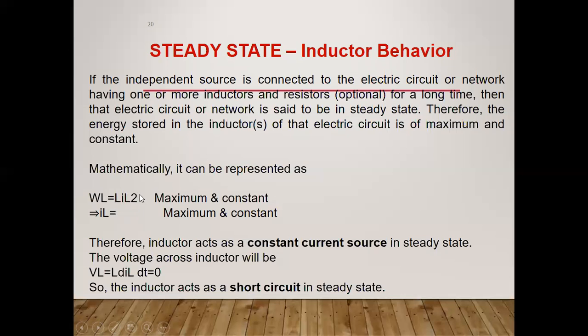Here will be the inductor value, and here will be the amount of current flowing through the inductor, squared. The product of the inductor value and the square of the current flowing in the inductor is the energy stored in the inductor. So in short, in this way you can get the maximum energy stored in the inductor, and that is a constant value. Therefore, the inductor acts as a constant current source in the steady state.